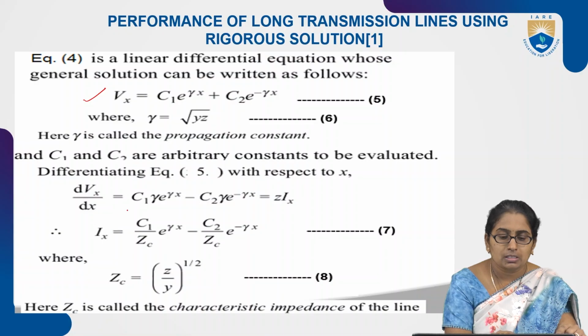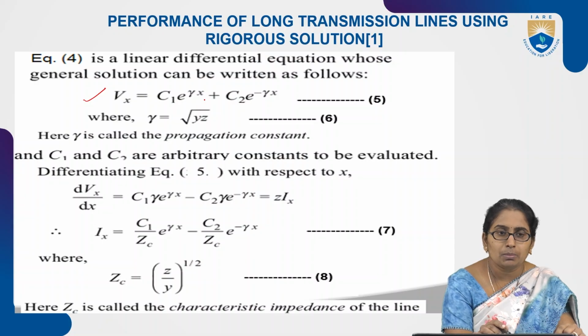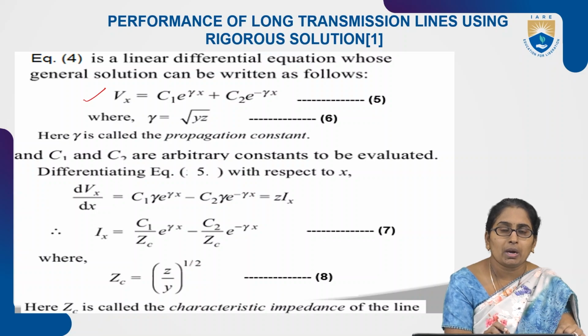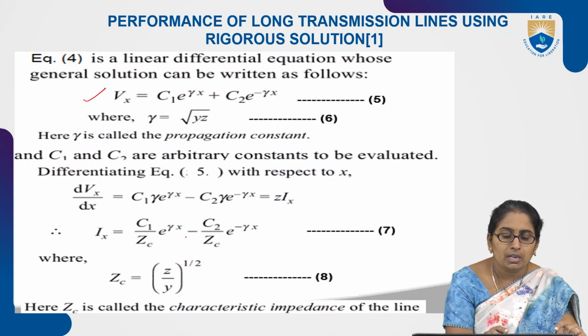So dVx by dx is equal to, what will we get, differentiating with respect to x? The differentiation of e power gamma x is e power gamma x into the coefficient of x, which is gamma. So c1 gamma into e power gamma x. Then e power minus gamma x becomes minus gamma into e power minus gamma x. So minus c2 gamma into e power minus gamma x.